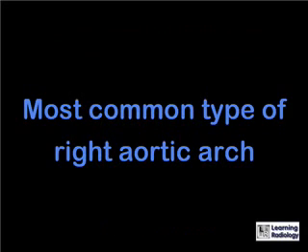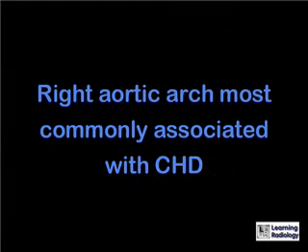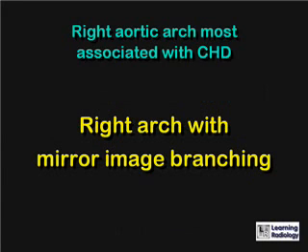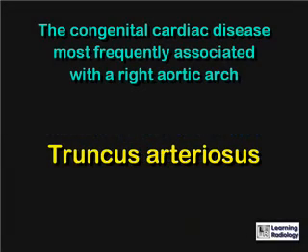What is the most common type of right aortic arch? A right aortic arch with an aberrant left subclavian artery. What is the most common right aortic arch associated with congenital heart disease? A right aortic arch with mirror image branching. What is the congenital cardiac disease most frequently associated with a right aortic arch? Truncus arteriosus.